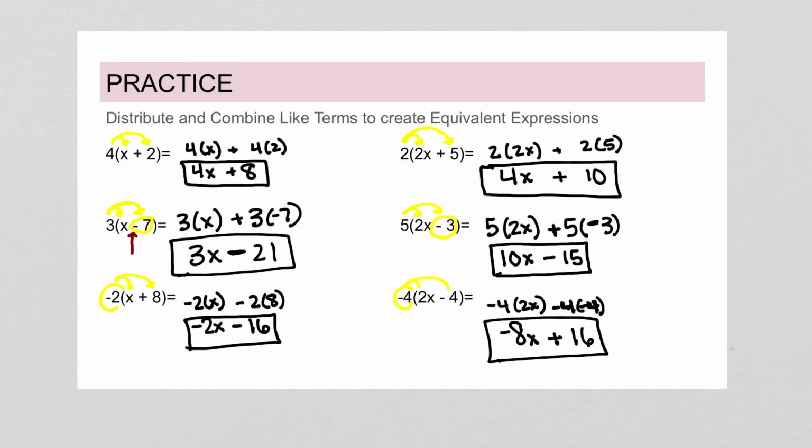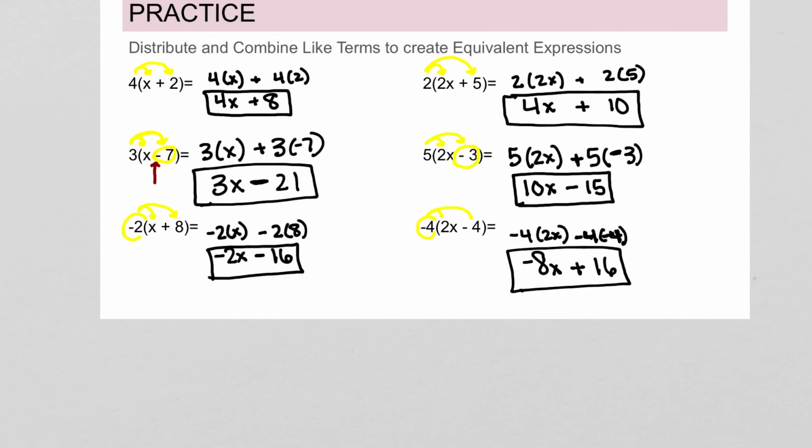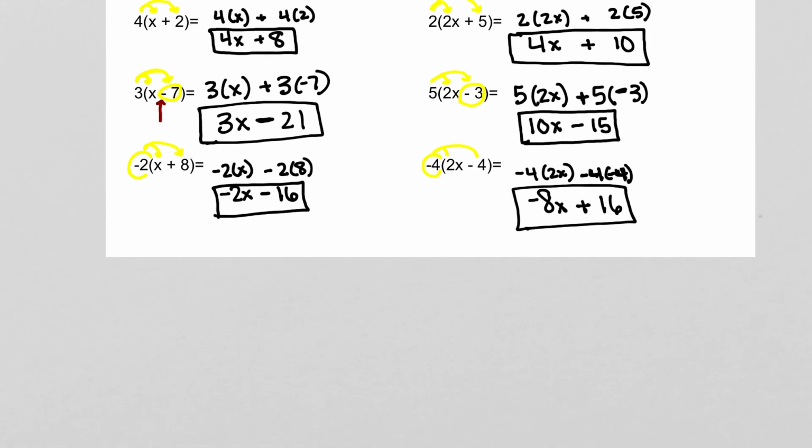I do want you to understand that what we've done in all of these with distributing is that we have created equivalent expressions, okay? So remember those expressions, those are groupings of things together that have a specific value. So let me just make sure that we understand this. Let's take that first one as an example. I had 4 times x plus 2, right?